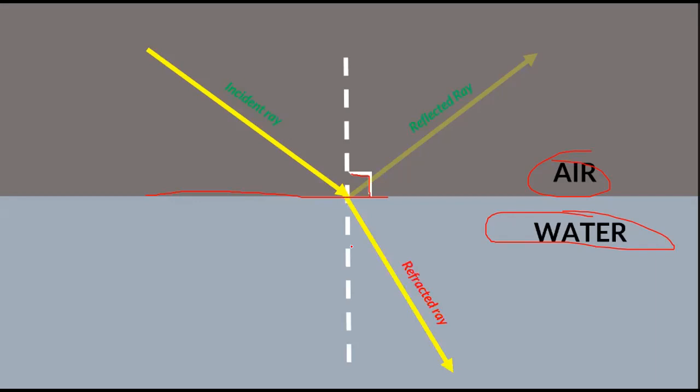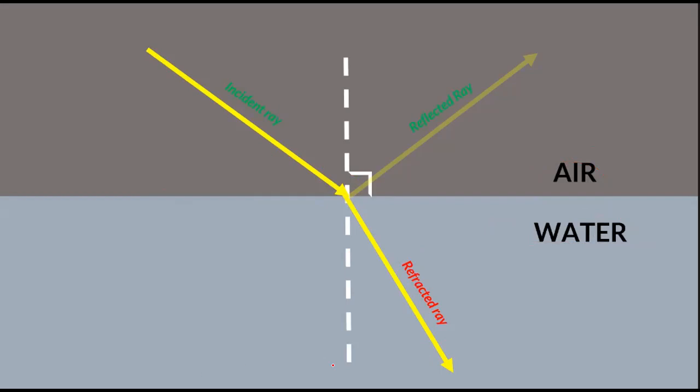So here we can see the point where the light, the arrow, has bent a little bit, and this arrow which is inside the water body is known as the refracted ray. Now, take the example which I told you: when light is traveling from a medium of lower density to a medium of higher density, it bends towards the normal.